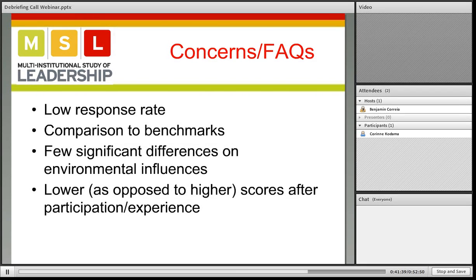Similar to that is a lower score after participation or experience as opposed to a higher score. Again, that's not super unusual. It can happen, and so don't freak out about it, but we can discuss that on your call.